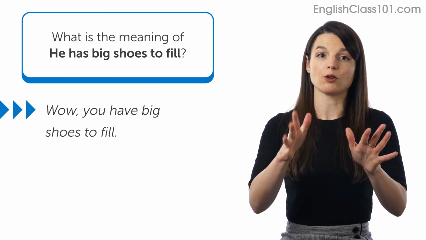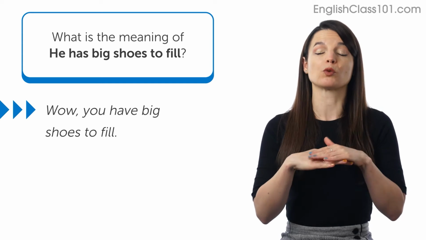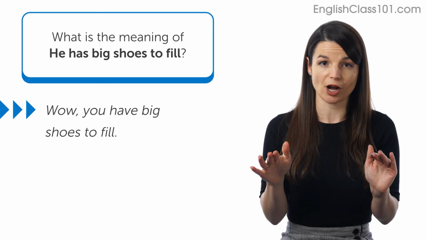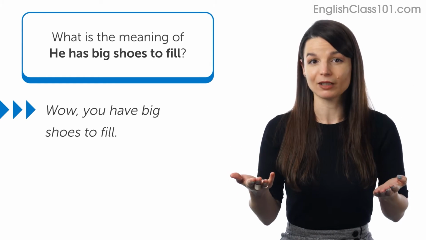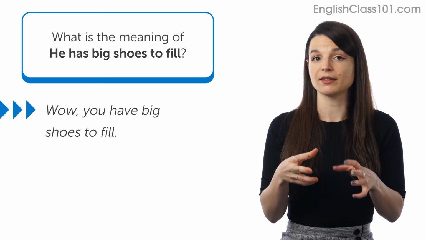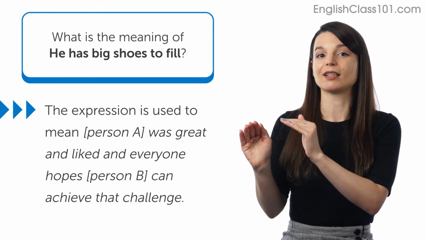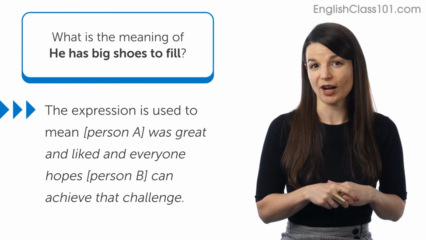So when we say, wow, you have big shoes to fill, it means the person who came before you was really, really great, or lots of people loved that person. They did a great job, and now it's up to you to try to get to the same level as that person. So this is a very positive expression. We use it to mean person A was great and we really liked them. We hope that you can do the same thing, but it's going to be a challenge.